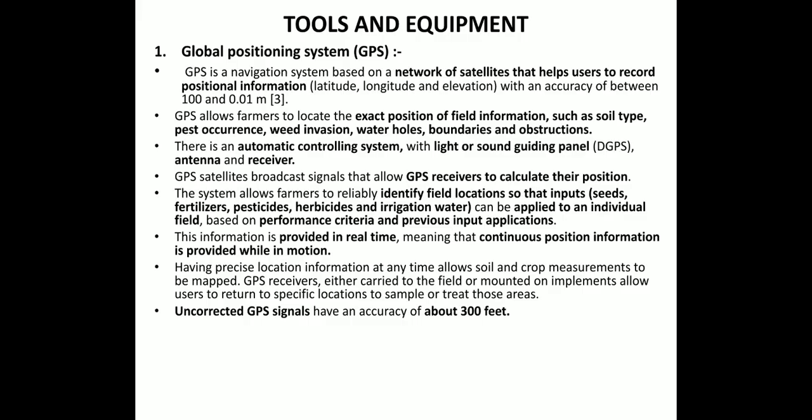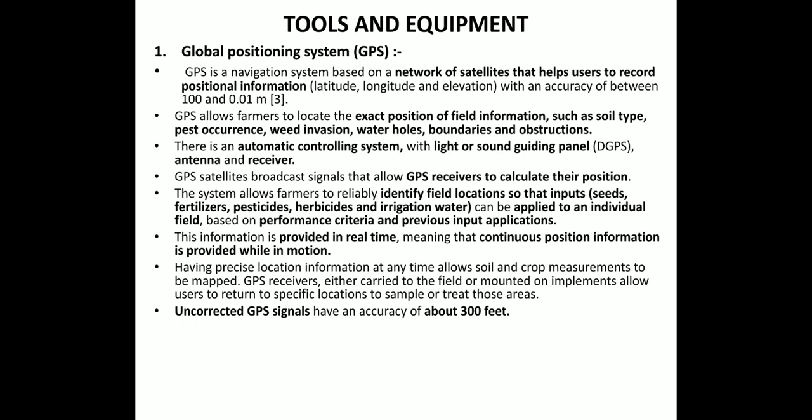The tools and equipment used in precision agriculture, that is, the Global Positioning System, GPS, is a navigation system based on a network of satellites that helps users record positioning information, that is latitude, longitude and elevation, within an accuracy between 100 and 0.01 meter. The GPS allows farmers to locate the exact position of field information, such as soil types, pest occurrence, invasion, water holes or boundaries and obstructions.